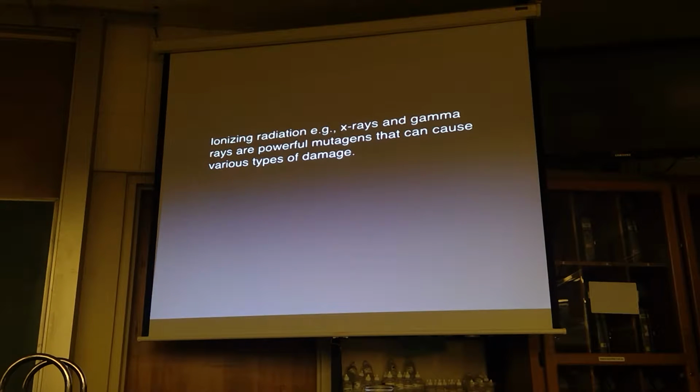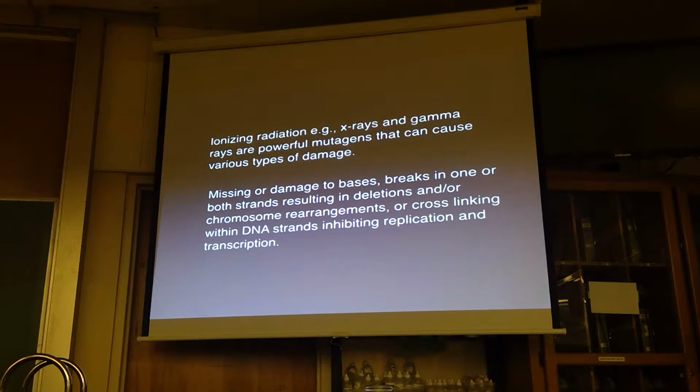Another type of mutagenic agent is ionizing radiation. Ionizing radiation, which would be X-ray, gamma ray, this sort of thing, can cause very severe types of damage, and they tend to be lethal to cells, not just prokaryotic cells, but eukaryotic cells as well. So these can damage individual bases, they can cause breaks in the DNA, they can cause chromosome rearrangements, they can cause cross-linking across the strand. Again, if you have covalent bonding across the strand, then the DNA can't replicate and it can't be transcribed.